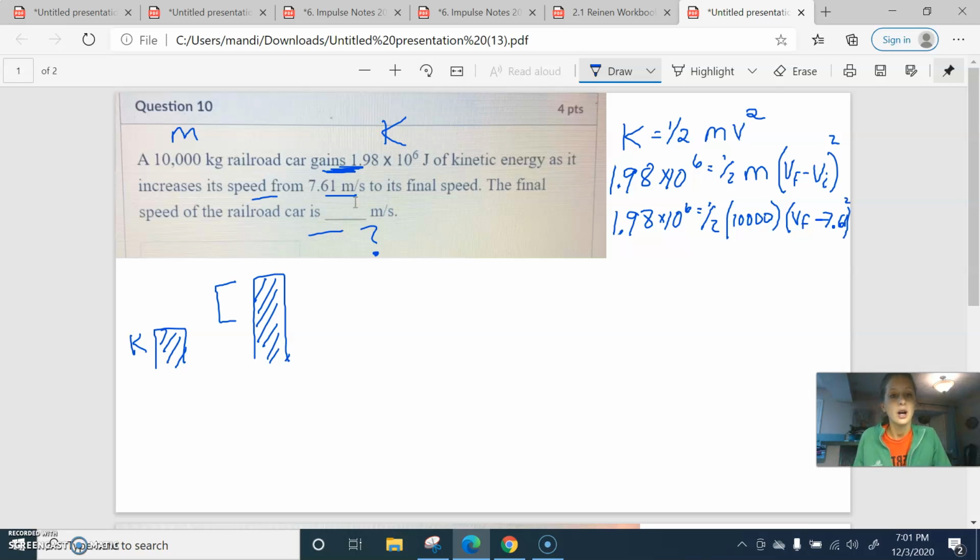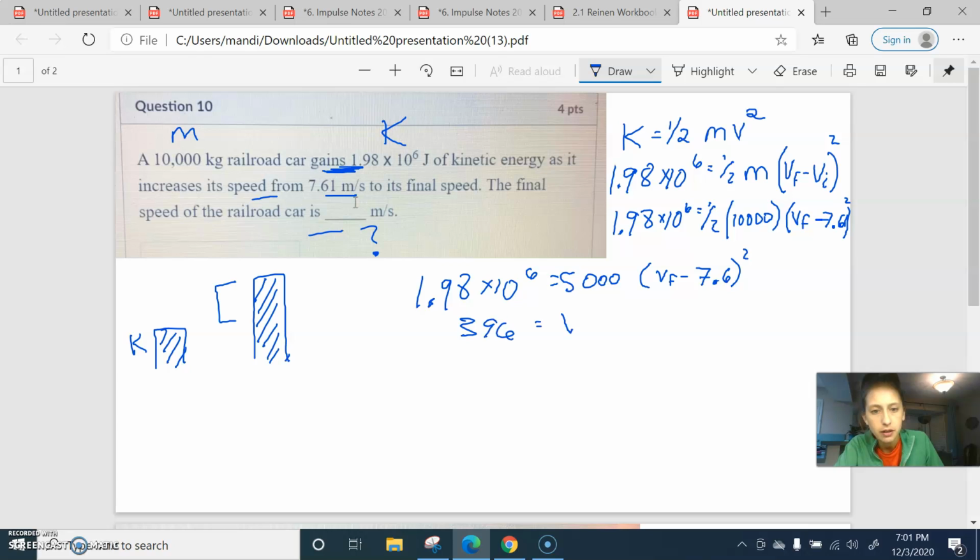Okay, that's tiny. So first I'm going to write it over here. 1.98 times 10 to the 6. Half of 10,000 is 5,000 times VF minus 7.6 squared. That all looks yucky, so I'm going to take care of that last. So first I'm going to type in 1.98 E6 divided by 5,000, and I get 396 equals VF minus 7.6 squared. So I'm going to square root both sides to get rid of that squared. So the square root of 396 equals VF minus 7.6.